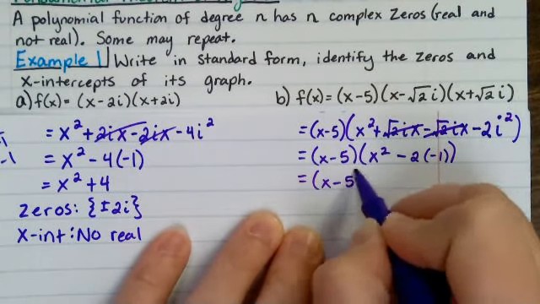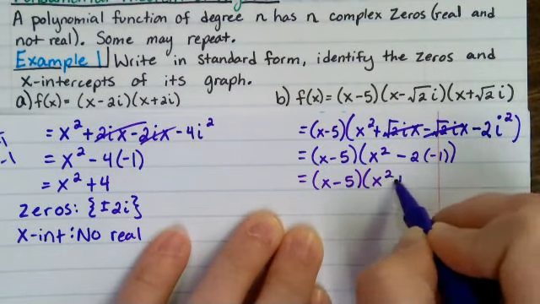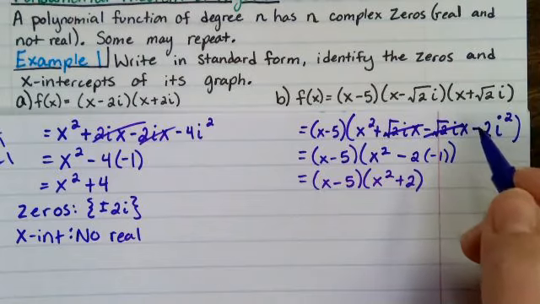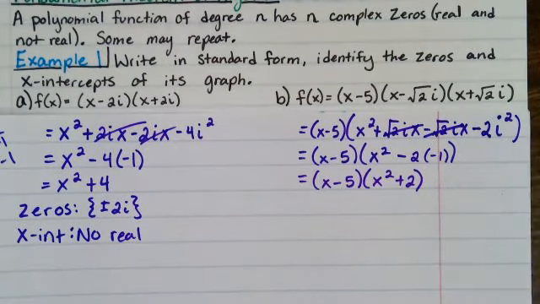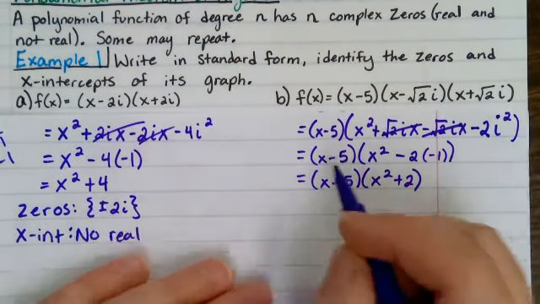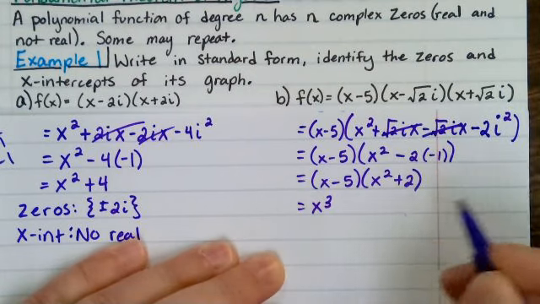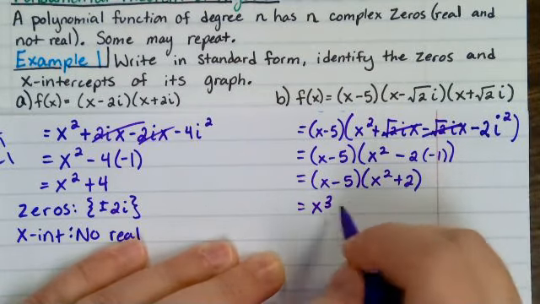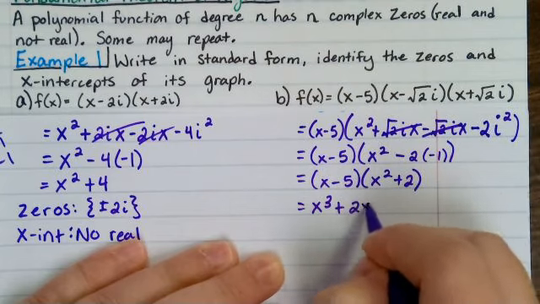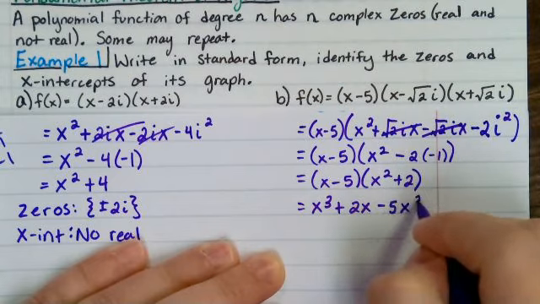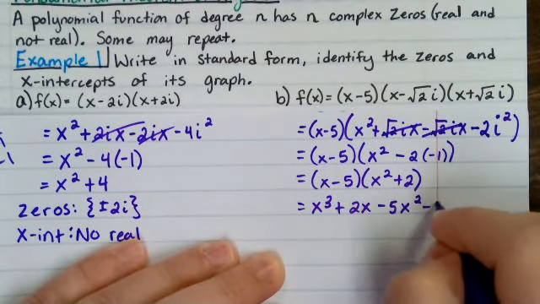And we end up with this situation. Okay? We still do need to multiply this out. So we're going to do that. We're going to FOIL the rest of it, and then we will be done. So multiply first times first, x cubed. Then we have outside times outside, which is plus 2x. Negative 5 times x squared, negative 5x squared. And then negative 5 times 2 is a negative 10.